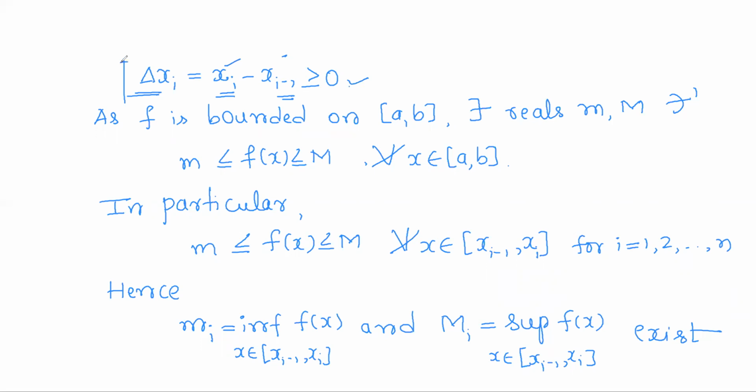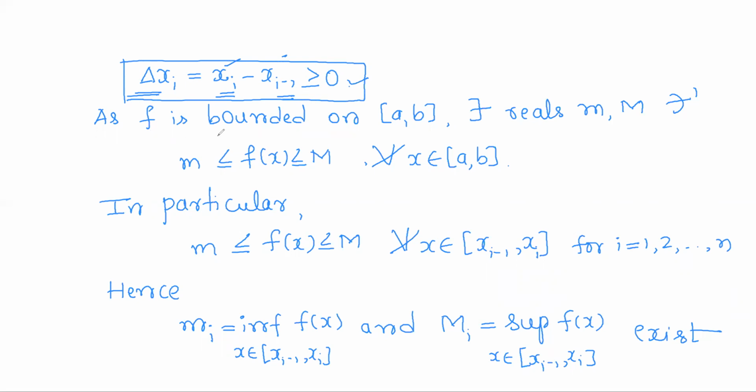So this is the main point of the Riemann integral. So using the natural increasing order of real numbers, we consider the length of each subinterval as delta x_i, which is non-negative, right?